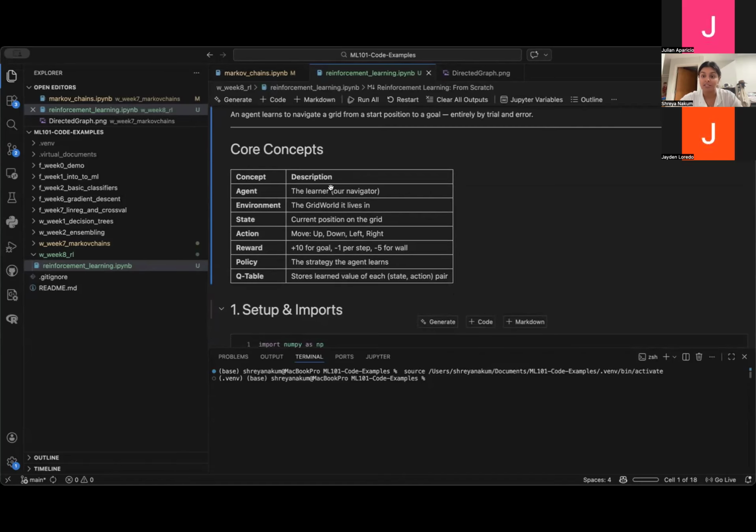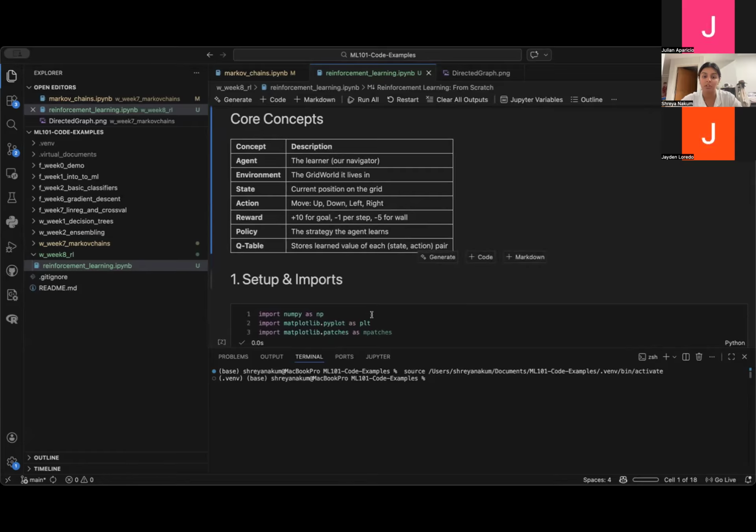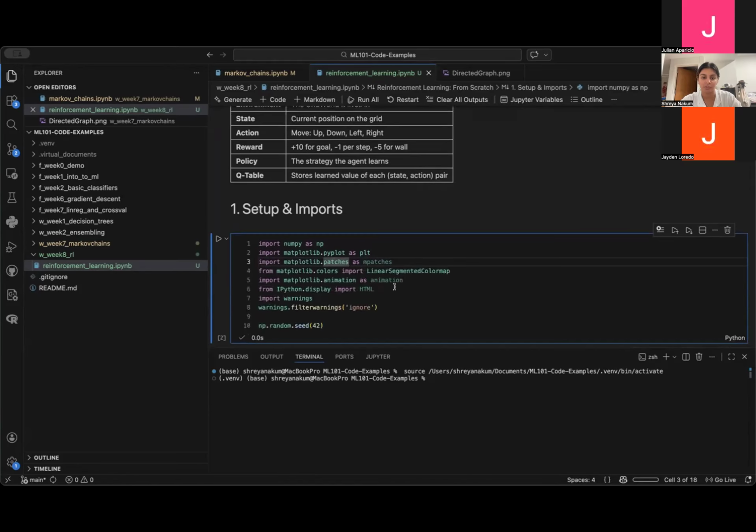So our agent is this learner, this navigator, and the grid world is where it lives. It has a current position. It can go up, down, left, or right. +10 for the goal, -1 for each step, and -5 for hitting a wall. Our policy is the strategy that the agent learns by doing this. And the Q table is where we learn each state-action pair. We talked about this briefly.